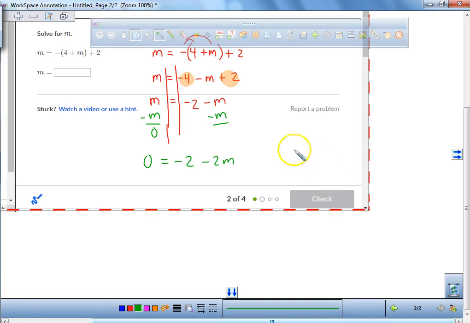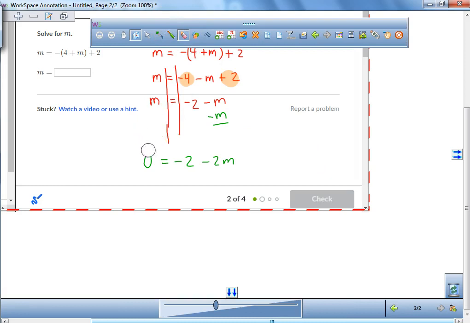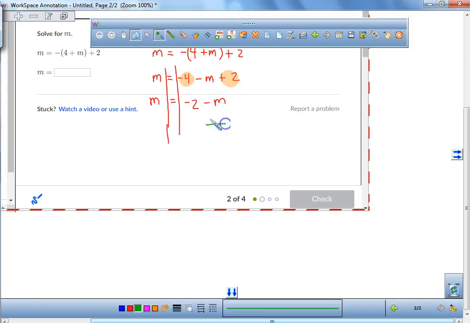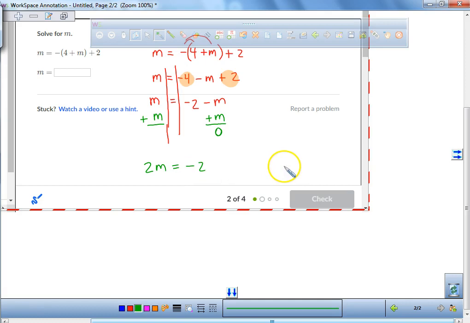Now, what would have happened if we would have moved everything to the left? If we move everything to the left, then I would add an m to this side and 0 it out, and then I would add an m to this side, and what's m plus an m? That's a total of 2 m's. So what would you guys rather look at? 2m equals negative 2, or would you like to look at 0 equals negative 2 minus 2m? Which appears to be easier to solve at this point? The one on the left or the one on the right? What would you guys say?